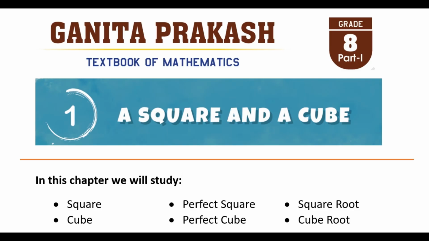In today's video, we are going to learn NCERT book, Grade 8, Mathematics Part 1, the first chapter, A Square and a Cube. In this chapter, we are going to study what is a square, what is a perfect square, what is a square root, what is a cube, what is a perfect cube, and what is a cube root. In the next video, I'll be solving the Figure It Out section of this chapter.